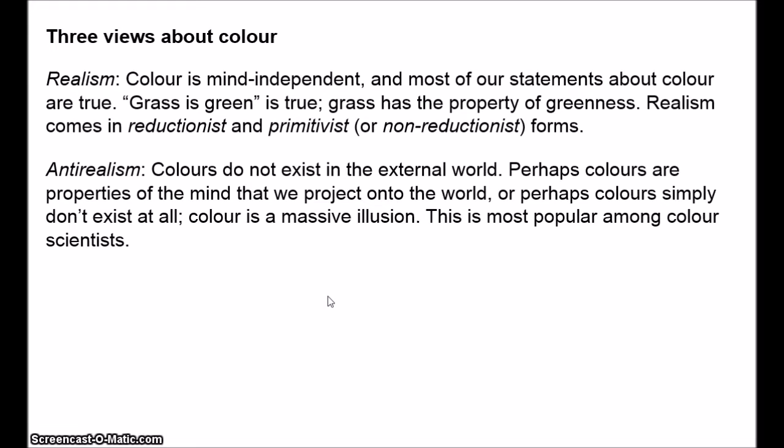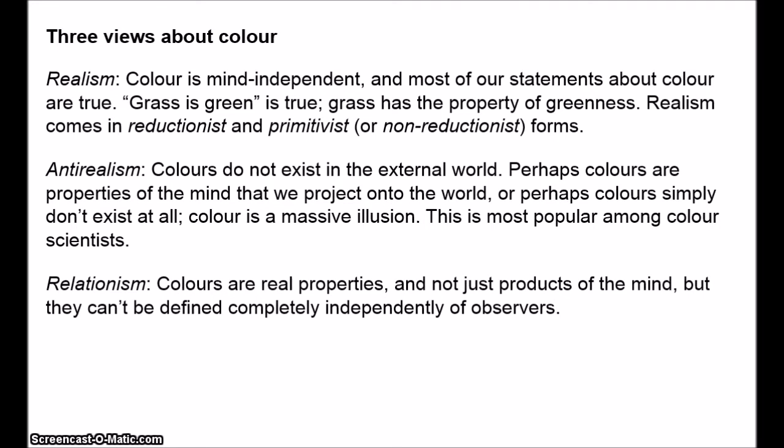It may be worth noting that anti-realism is probably the most popular view among colour scientists. When you hear scientists talk about colour, they will often say either that colours don't exist or that colours are just subjective properties of the mind. They're not properties of objects.